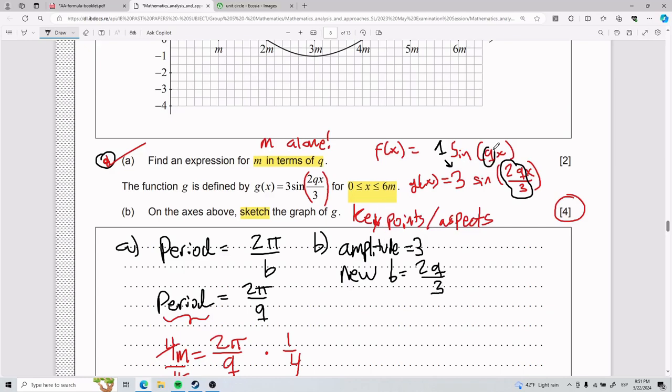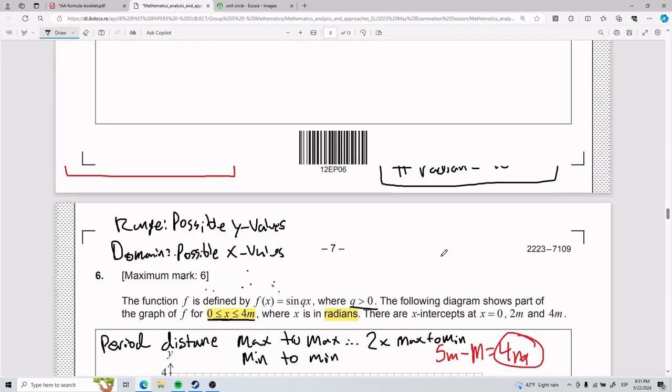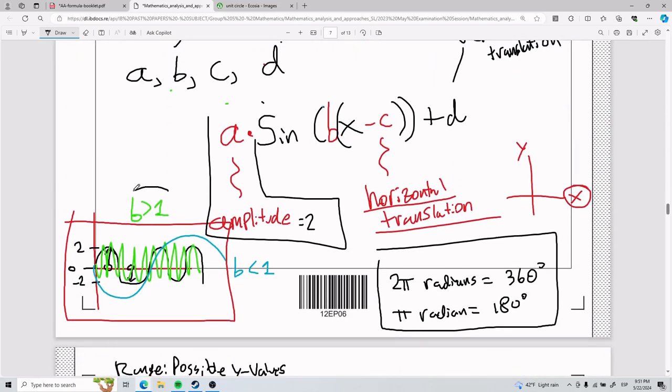Before your b was just q, now it's 2 over 3q. Everything else is the same. And so you have a new amplitude, and you have a new b, and you just see how this affects your max, your min, and all that stuff, right? Now, I did tell you guys earlier that if your b is greater than 1, your frequencies happen faster, right? And if your b is less than 1, but also positive, I forgot to mention this, you end up with a period that takes longer to happen, right?